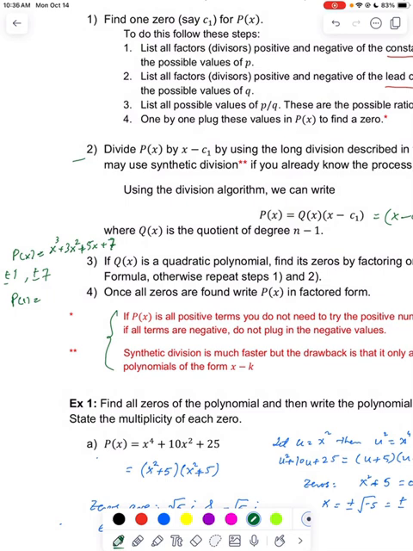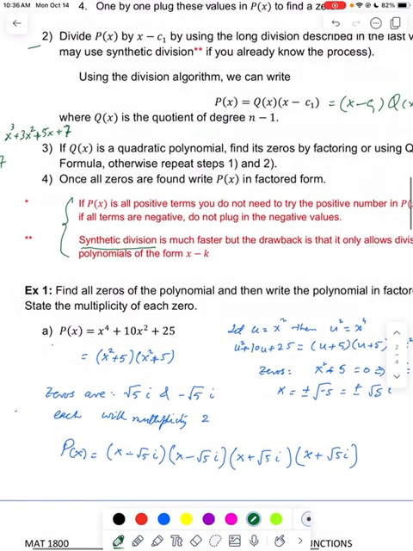Also, there is a process called synthetic division. So instead of the long division, if you want to do synthetic division, you may, if you already know how to do it, because here we don't teach synthetic division in class.